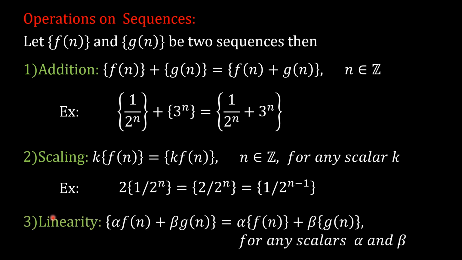Next, third is linearity. This linearity is the combination of addition and scaling. If we consider the sequence whose general term is alpha into f of n plus beta into g of n, then this can be written as the sum of two sequences, alpha into f of n plus beta into g of n, where alpha and beta are scalars. So this is the linearity property, and these are a few operations and properties of sequences.